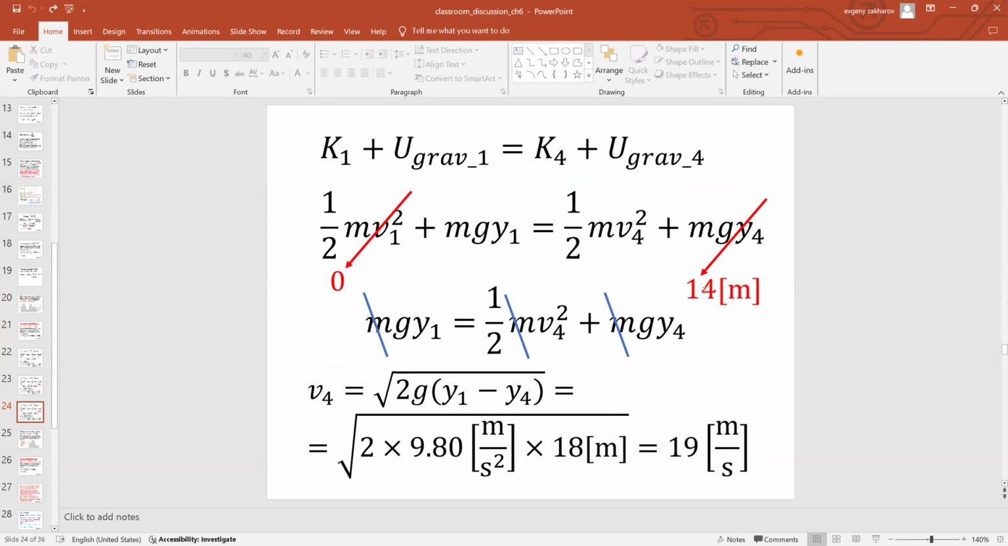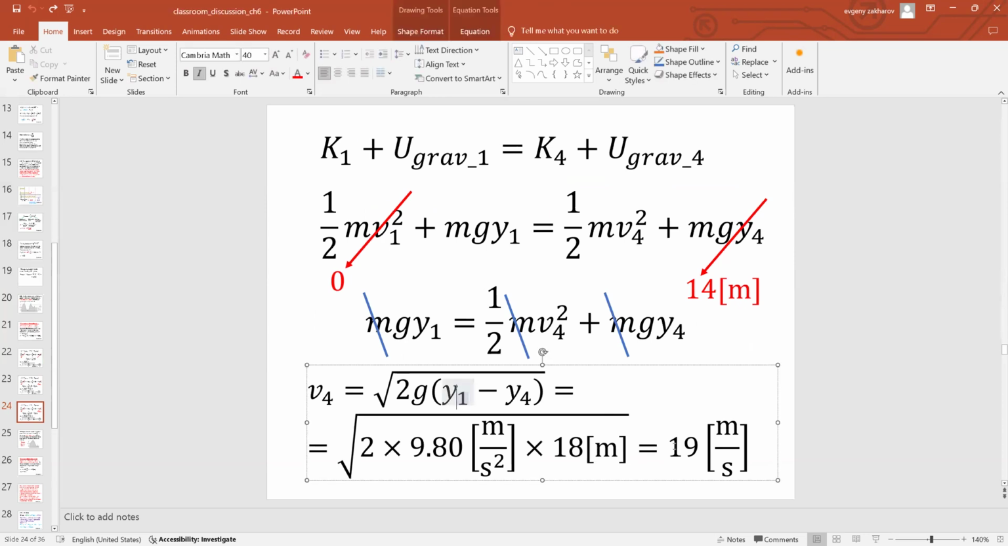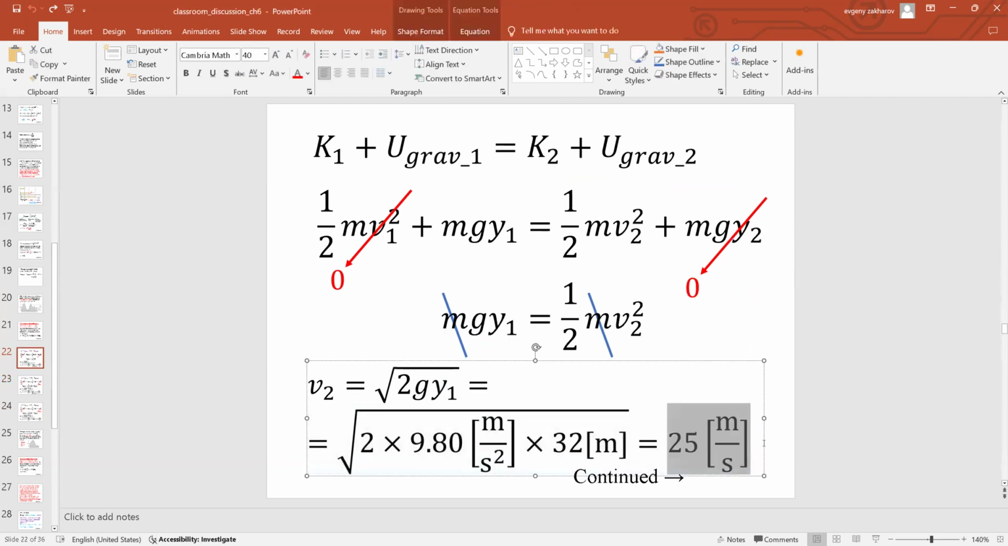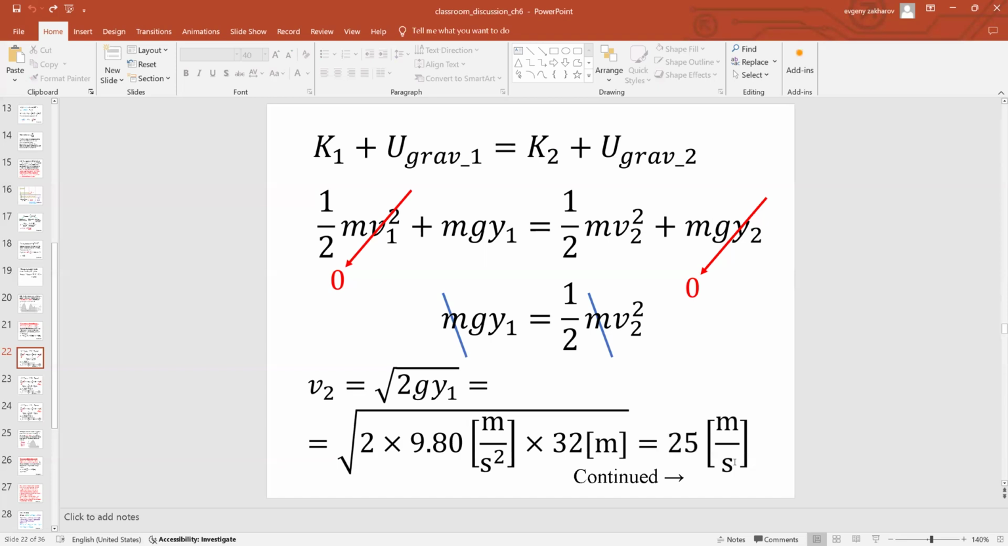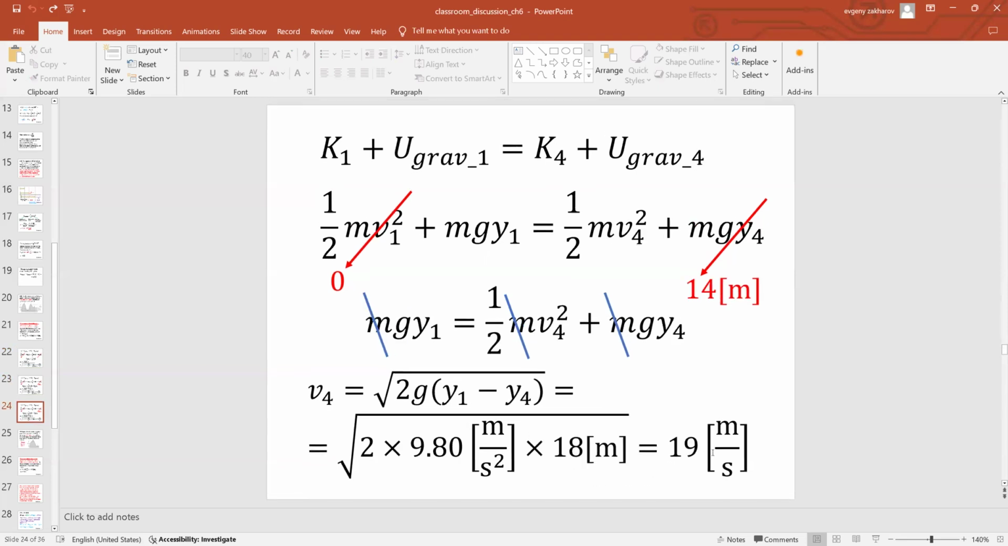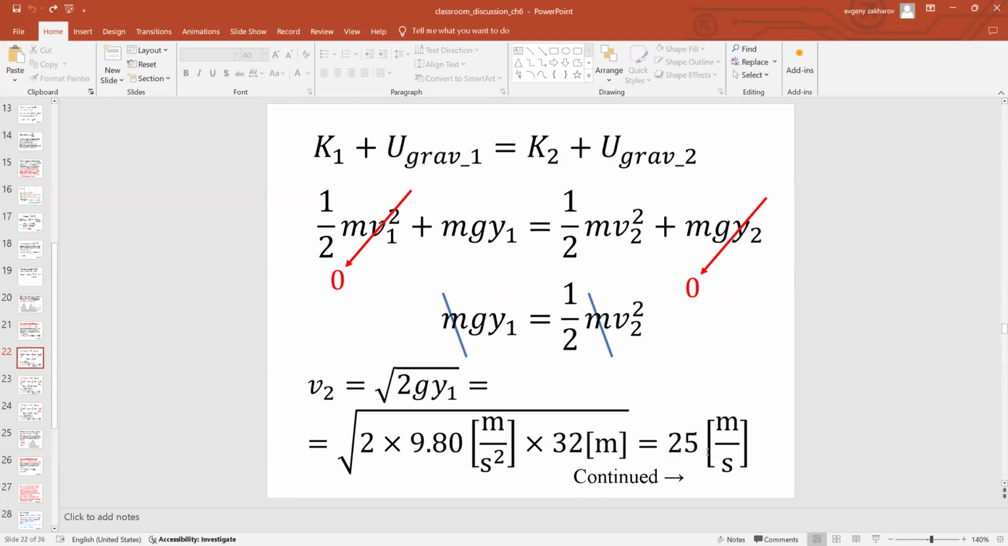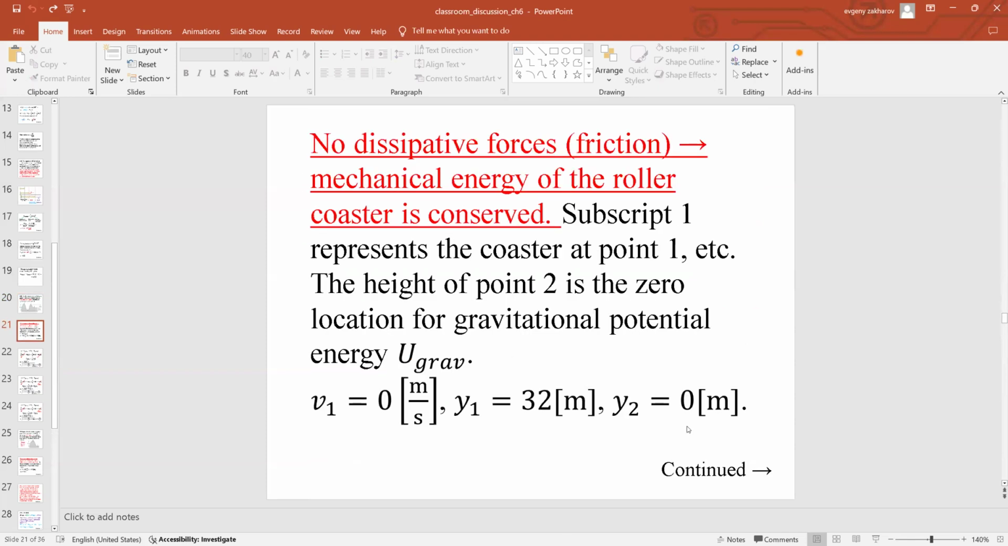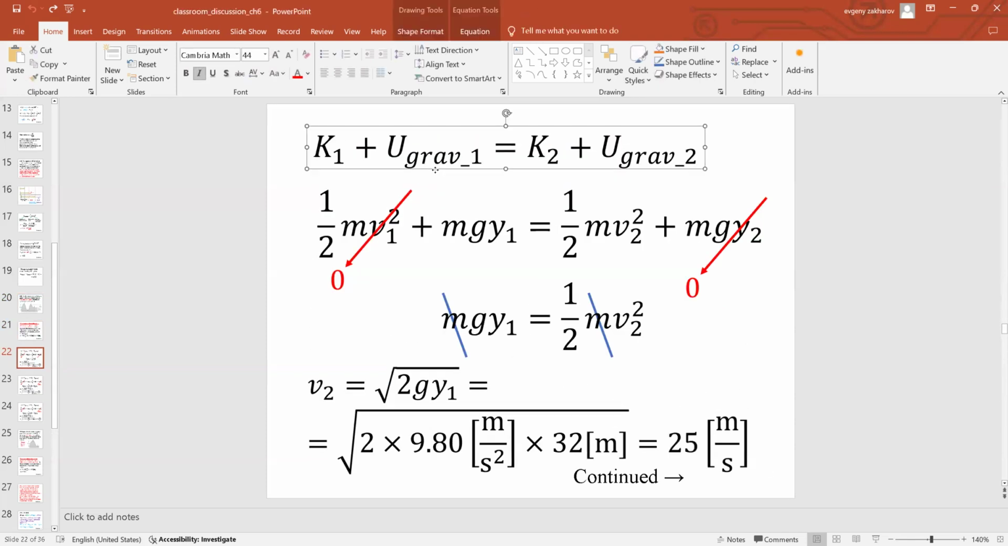So for the last point, same calculations, 1/2 mv squared and mgy. And calculations give you 19 meters per second, which is, like I said, more than point 3 and less than point 2. So that also makes sense. So the roller coaster with no friction is an easy peasy problem with just K plus U equals K plus U all the way and nothing else.